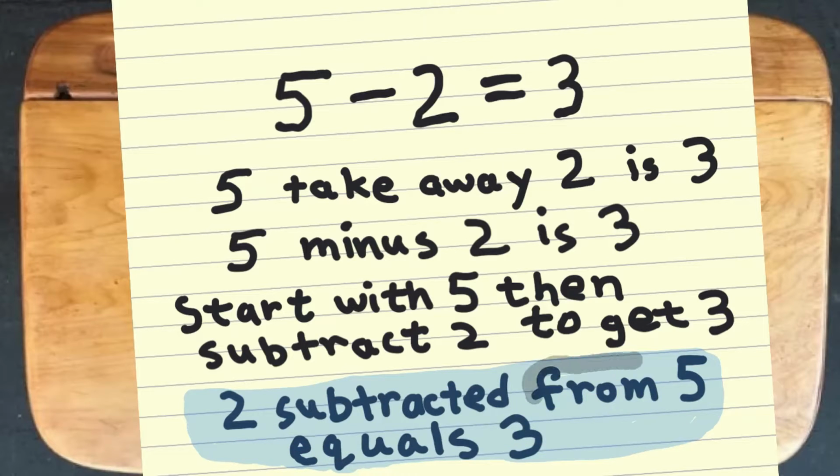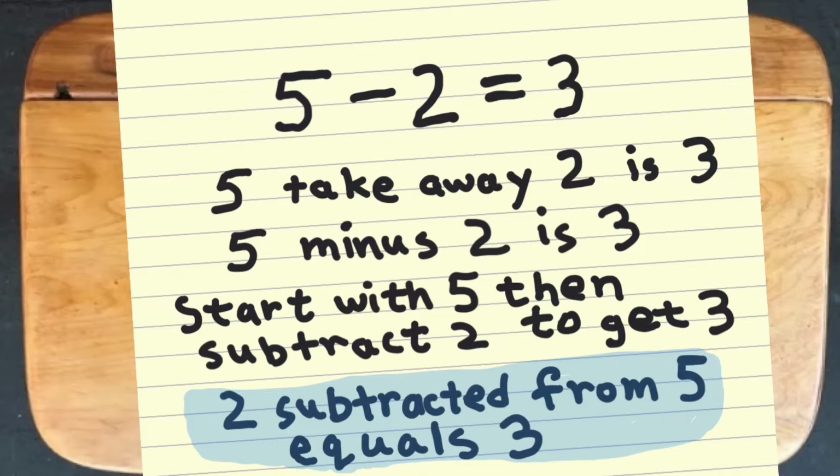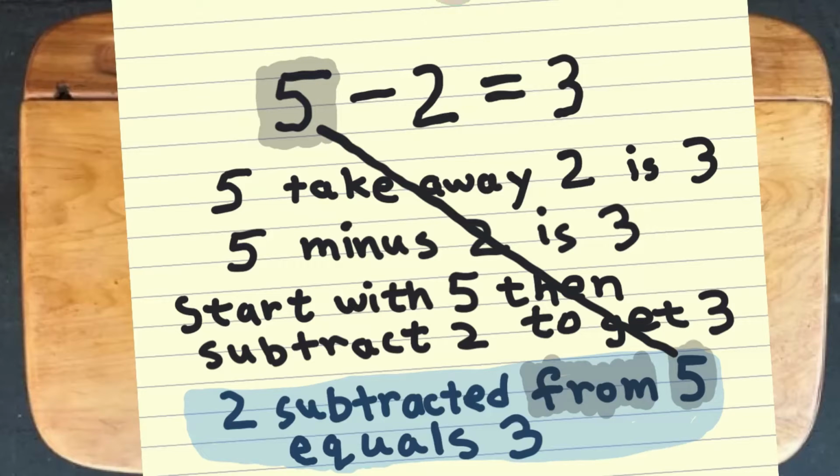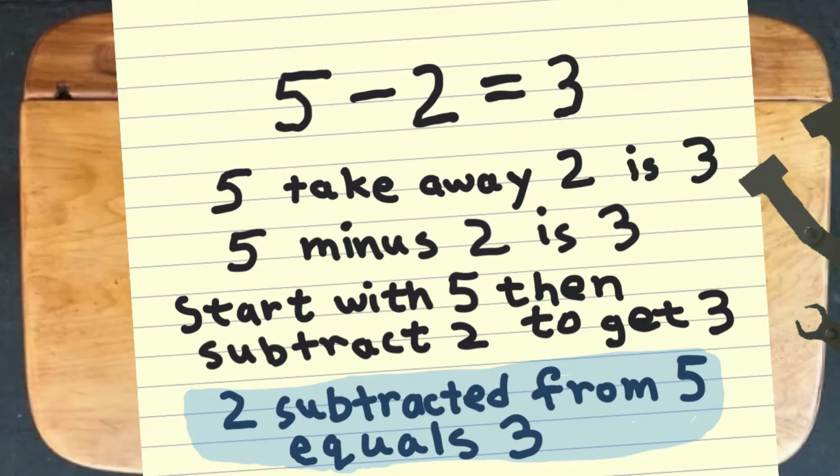Look at that word from. You're going to find that the 5 that follows that word from is the first number in the subtraction. Here's how it looks. 2 subtracted from 5 equals 3. Again, that number 5 follows the word from and comes first in the subtraction. So these are some of the ways we can use words to describe subtraction. And there are other ways as well.